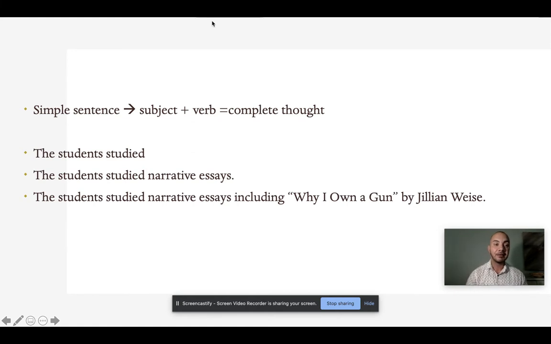The second sentence, the students studied narrative essays, is still a simple sentence. We still have the subject of students. We still have the verb of studied, but now we have a direct object. The sentence is a little bit more descriptive. We have not just a verb, but a verb and a verb phrase, and we call those two things together a predicate. The last sentence is also an example of a simple sentence. We have one subject, one verb, but again, a little bit more detail in the sentence. The students studied narrative essays, including Why I Own a Gun by Gillian Weiss.